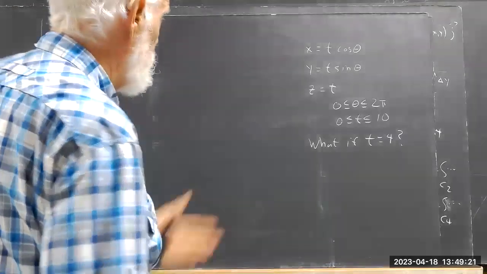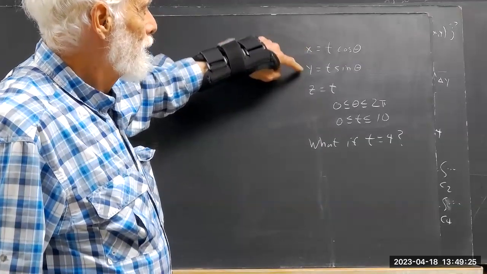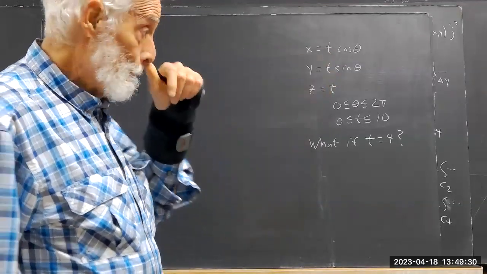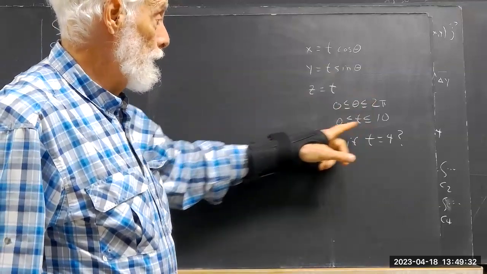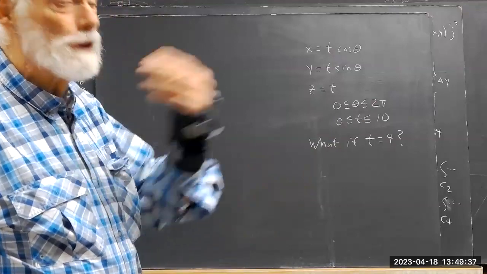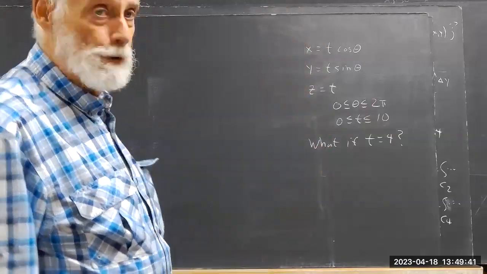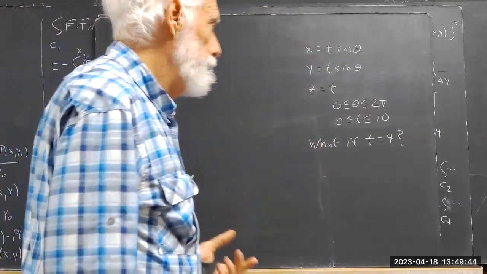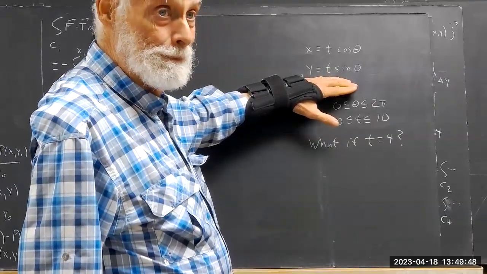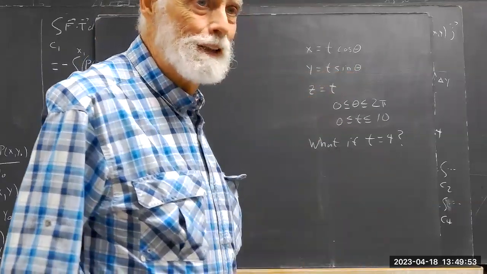I think the camera was on when I wrote this down, but maybe not. If we have x equals t cosine theta, y equals t sine theta, z equals t, and theta goes from 0 to pi, t going from 0 to 10, what do you have? Well, let's focus a little bit, because it's a really fuzzy confusion until we sort it out. You ought to recognize that as a parameterization of a circle of radius t.